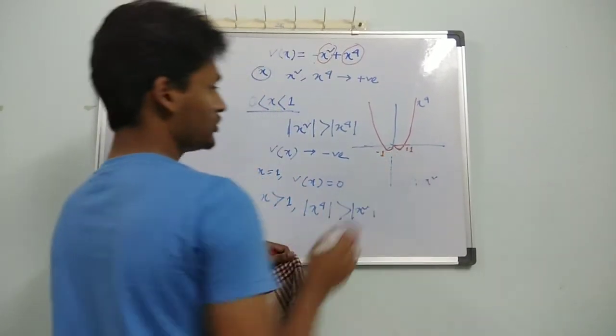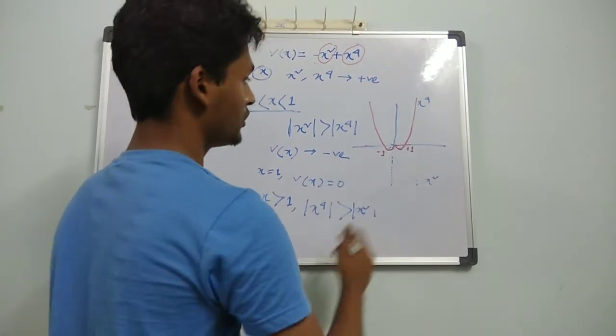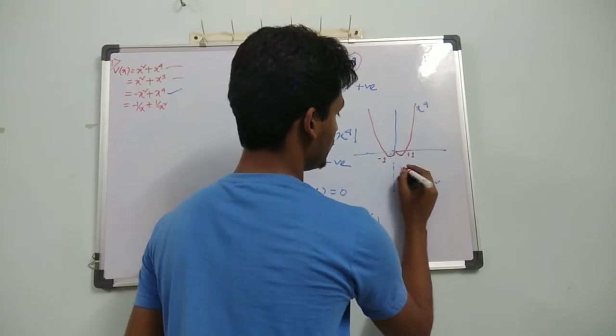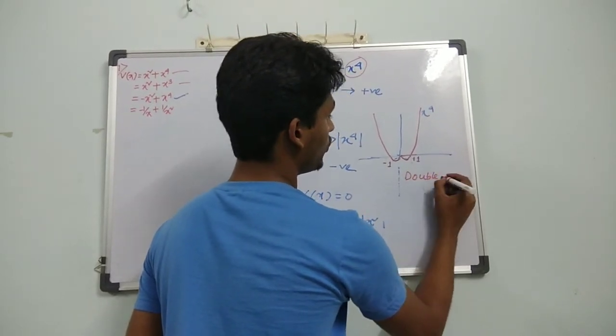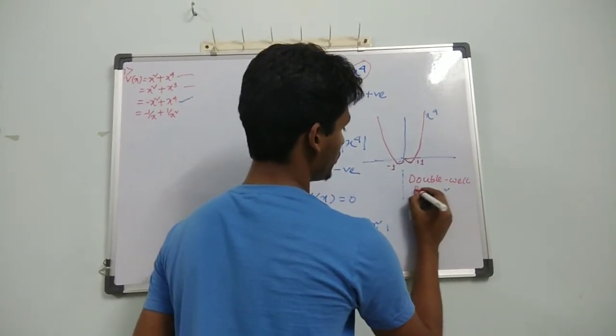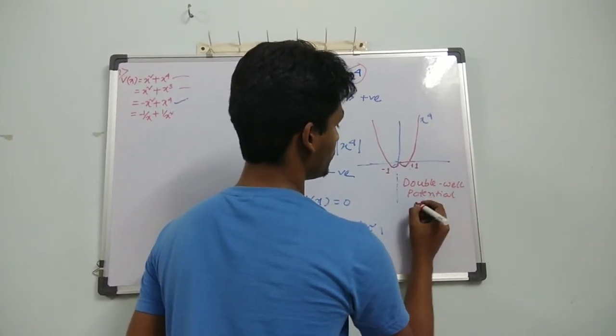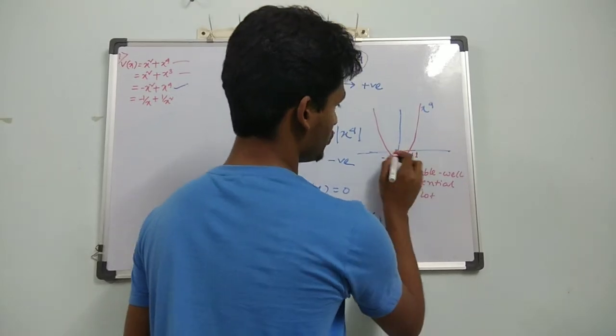So this is a very interesting plot. There are 2 humps. This plot is known as the double well potential plot. In case of potential, I'm talking about potential. Double well potential plot, because there are 2 wells.